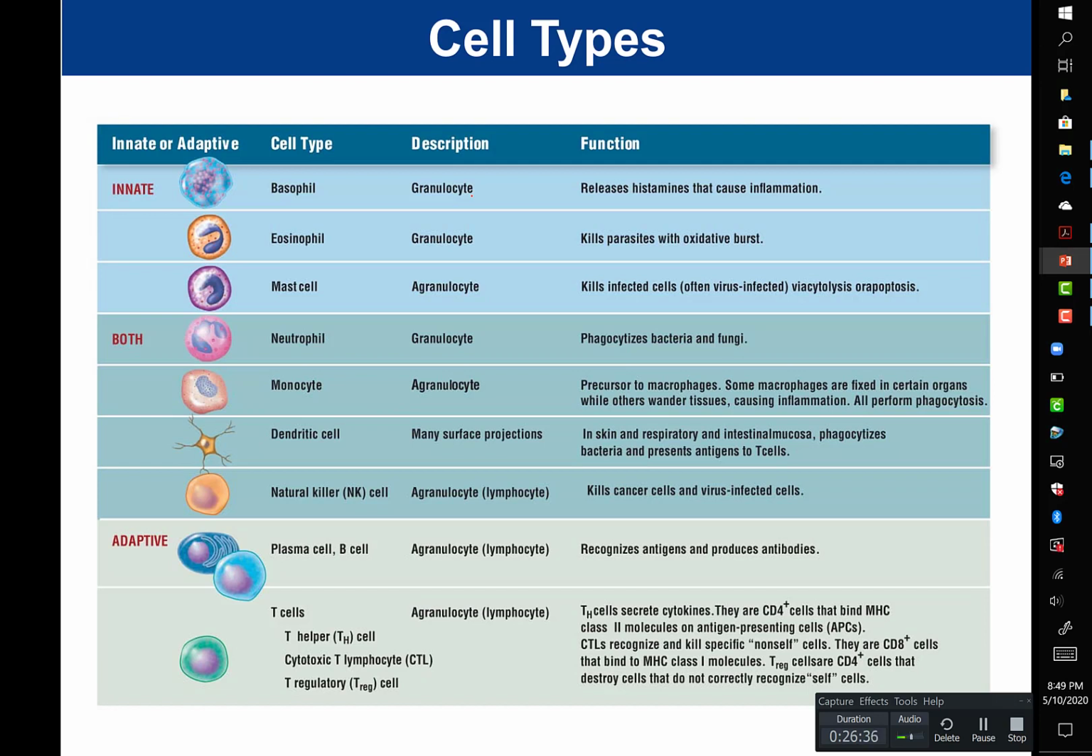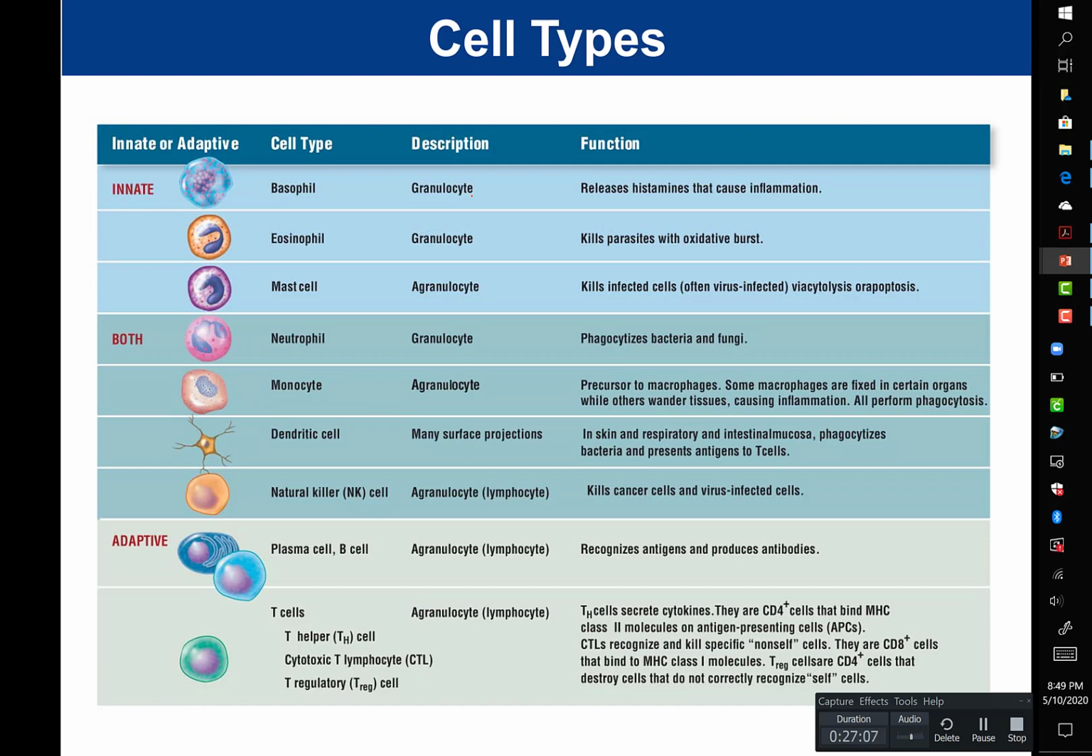And T cells do something different than B cells. B cells' job is to produce antibodies. T cells' job is to do something different. They secrete what are called cytokines. These are chemical signals that tell the immune system what to do. So T helper cells, for example, you can think of as the commander of the army. They're the ones that are responsible for signaling to tell the rest of the immune system what to do.